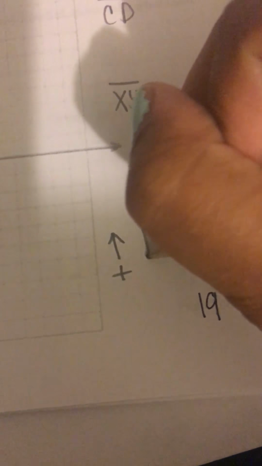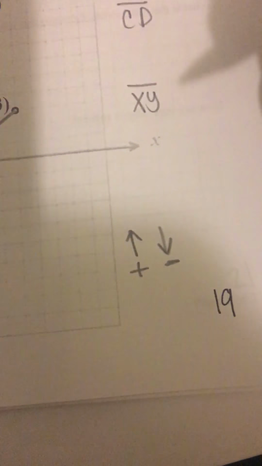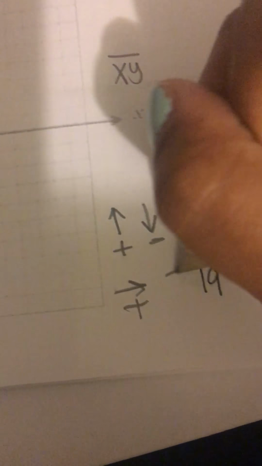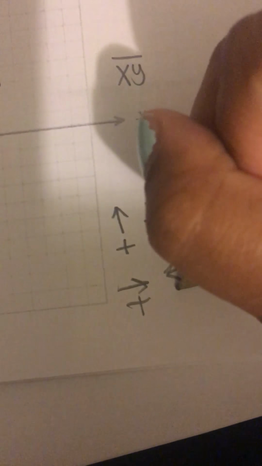Now before we do anything, I need you to understand that if you go up, that is a positive direction. If you go down, that's a negative direction. If you go to the right, that's a positive direction. And if you go to the left, that's a negative direction.